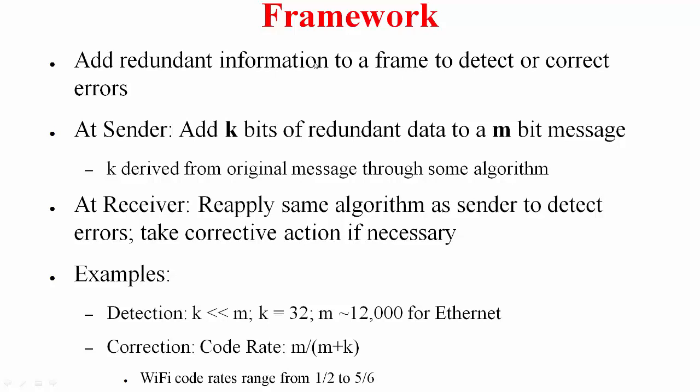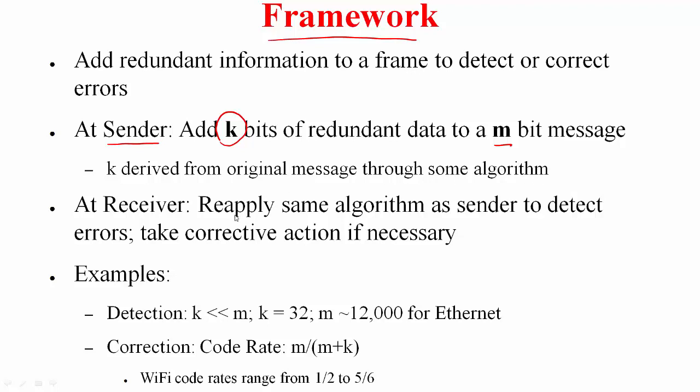Both error detection as well as error correction employ the following framework. Basically, you add some redundant information to a frame to detect or correct errors. Typically, what happens is at the sender, you add k bits of redundant data to an m bit message. This k is derived from this message through some algorithm. We will cover some algorithms shortly.